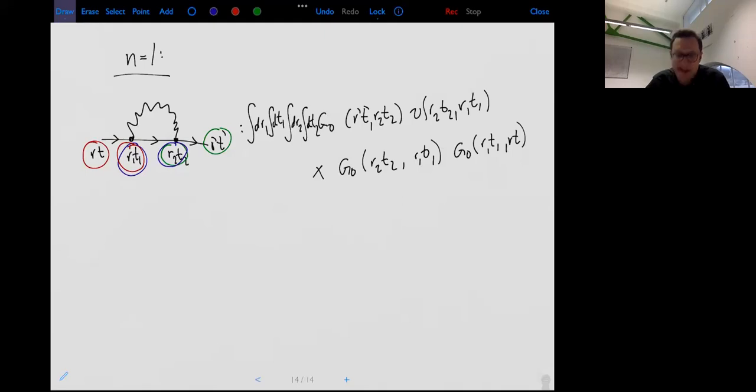Well, I guess you could ask, so what does this mean? What's the physics of this term? We can get a glimpse for the physics.